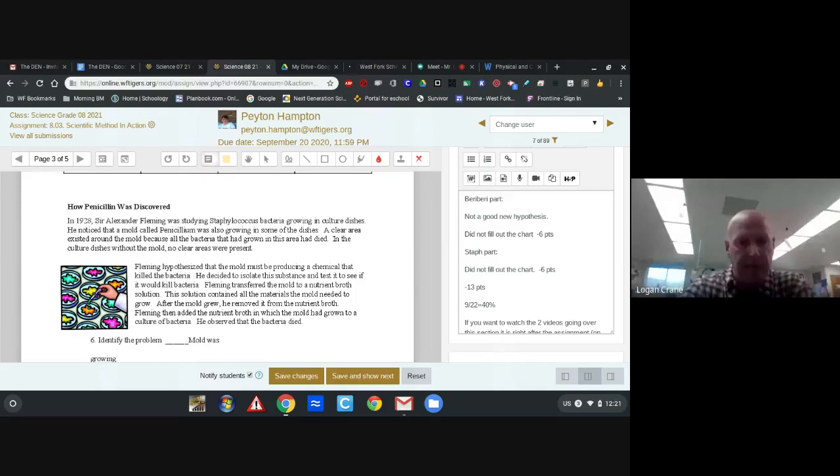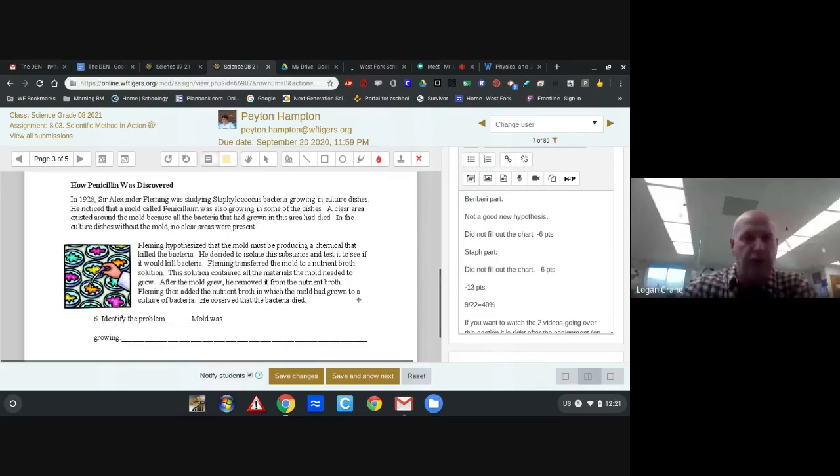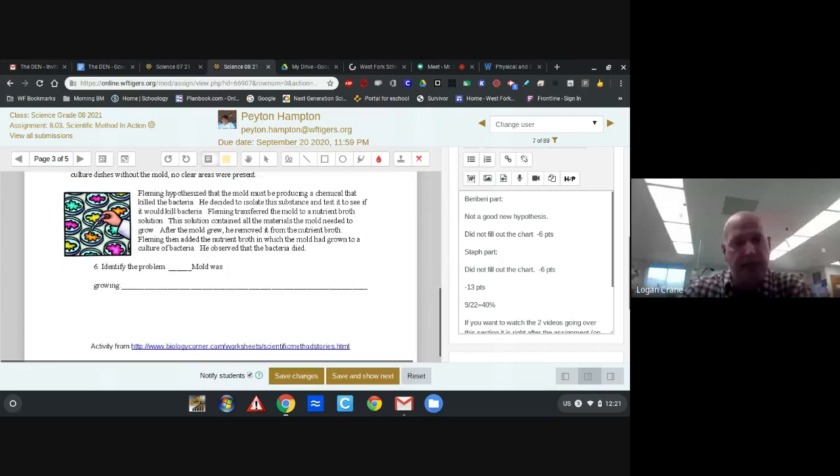All right. Fleming hypothesized that the mold must be producing a chemical that kills bacteria. He decided to isolate the substance and test it to see if it would kill the bacteria. Fleming transferred the mold to a nutrient-rich broth solution. The solution contained all the material the mold needed to grow. After the mold grew, he removed it from the nutrient-rich broth. Fleming then added the nutrient broth in which the mold had grown to a culture of bacteria. He observed that the bacteria died.